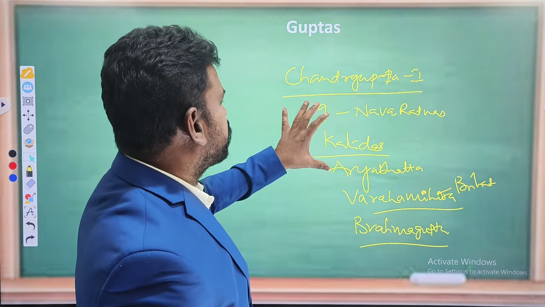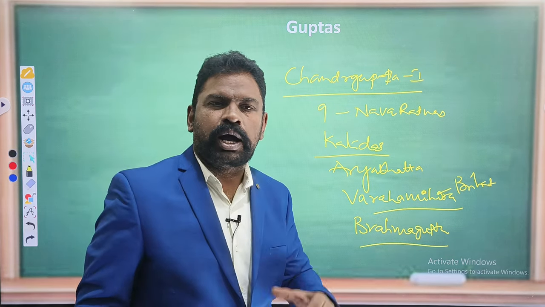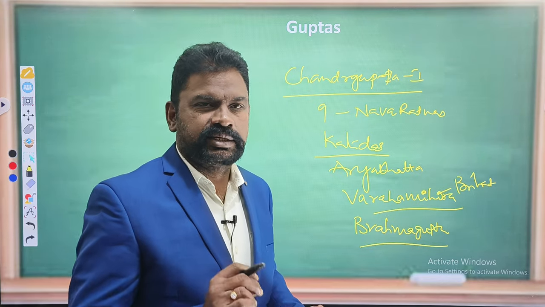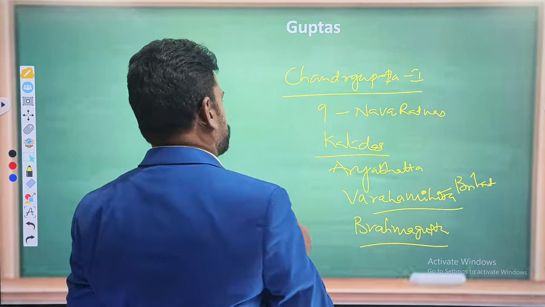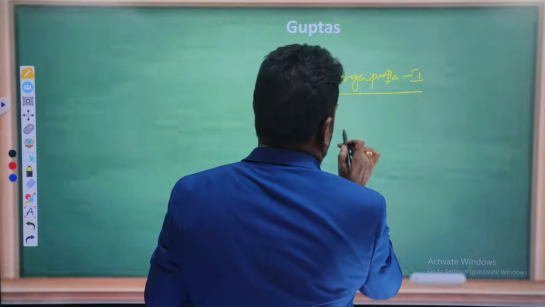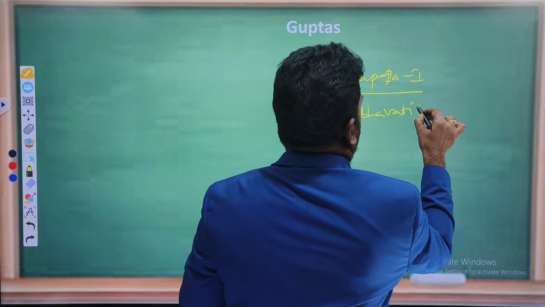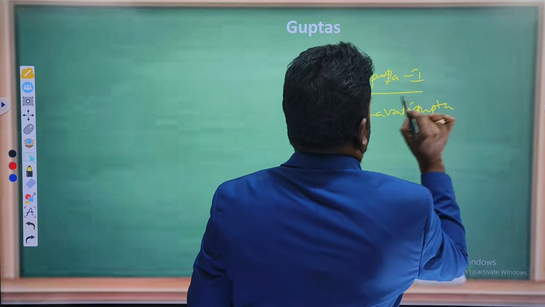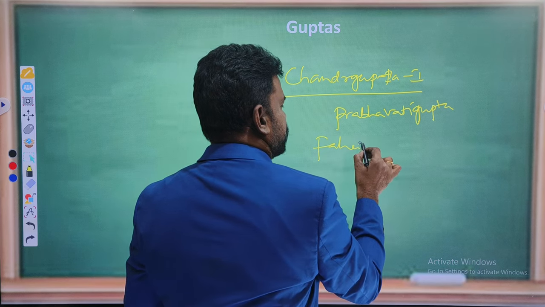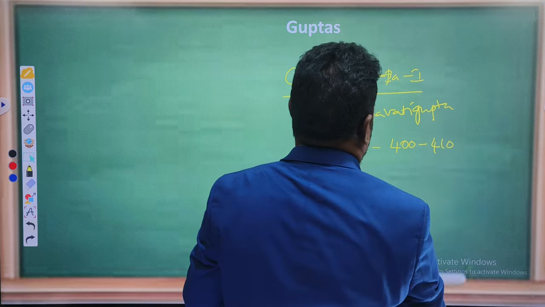Different poets lived in his court. Amarasimha wrote the Amarakosha, the earliest dictionary in Sanskrit. During Chandragupta's period, his daughter Prabhavati Gupta ruled, a woman ruler. The most important thing is that Fahian visited India around 400 to 410.